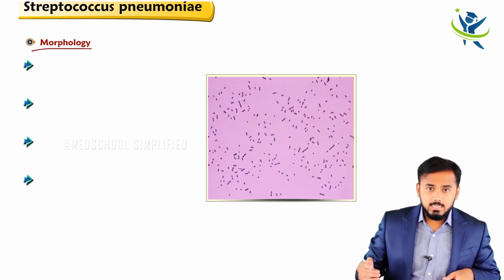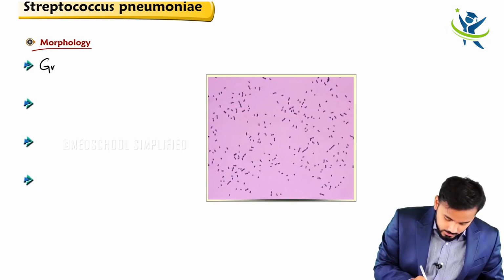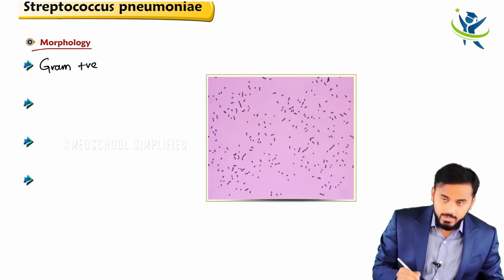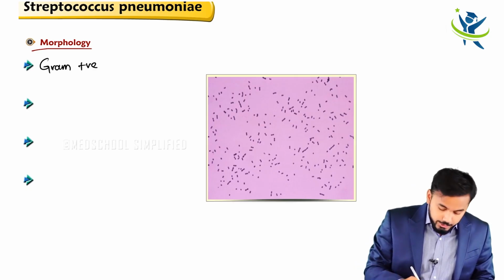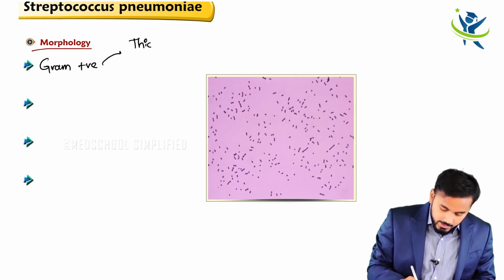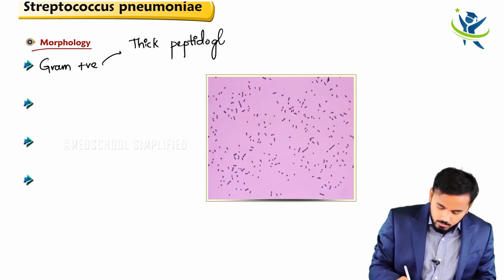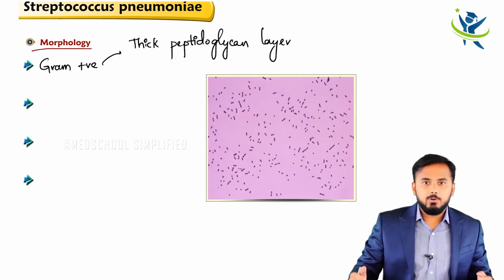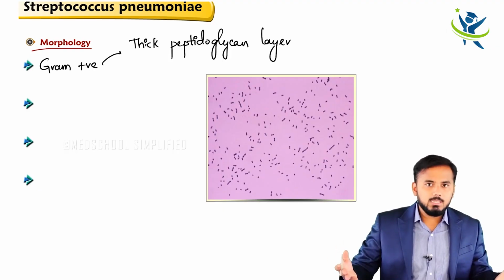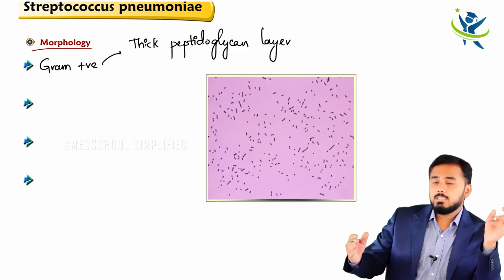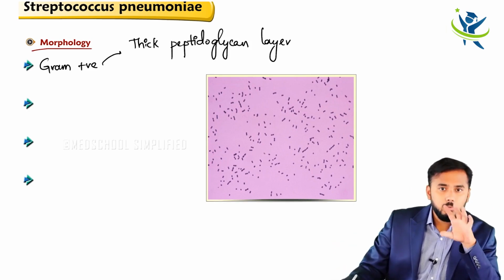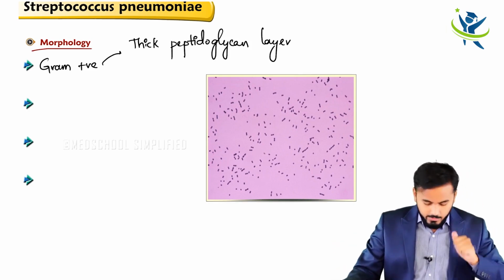So this is a gram-positive bacteria. If I am telling you this is a gram-positive bacteria, it should have a thick peptidoglycan layer. So if it has a thick peptidoglycan layer, visually how can I see that? Gram-positive bacteria stain violet in color, whereas gram-negative bacteria stain purple to pink in color. Okay, fine.